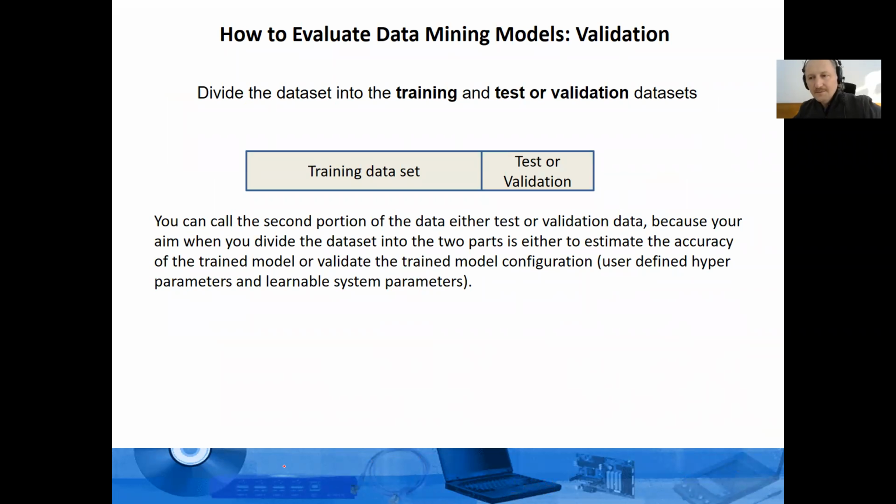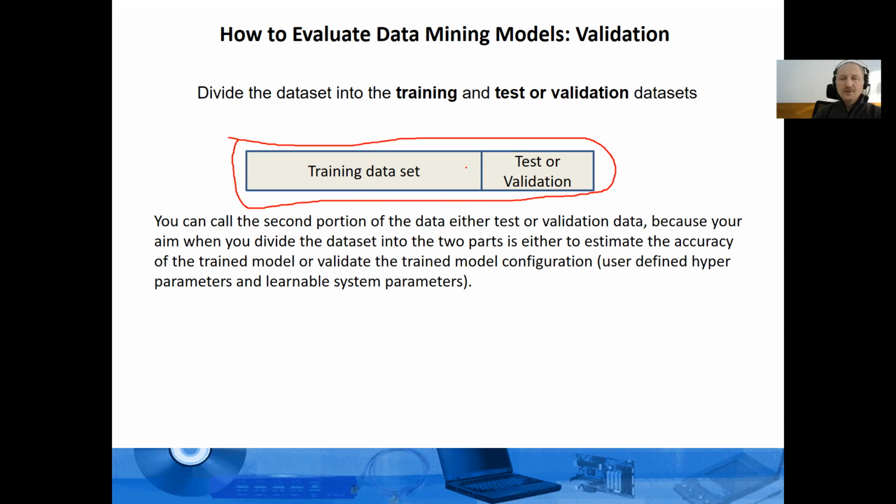So how to evaluate? For example, you have developed several different machine learning or data mining models, and you want to know which model is better than the others. How can you evaluate? To evaluate your models, we are going to use validation techniques. One of them is to divide your data into a training set and a test or validation set. You have one data set, and you divide it into two parts: a training data set and a test or validation set.